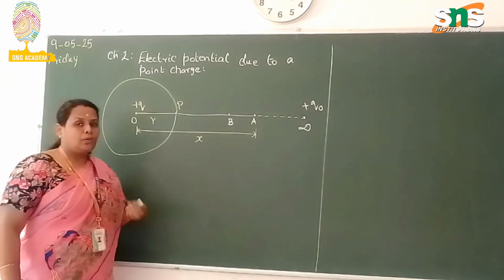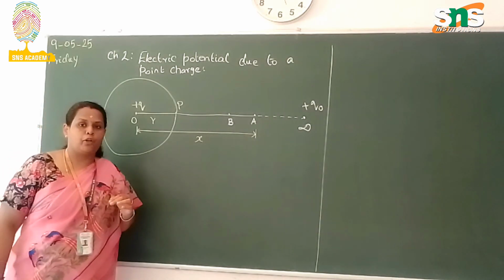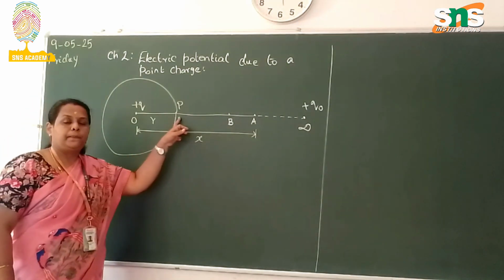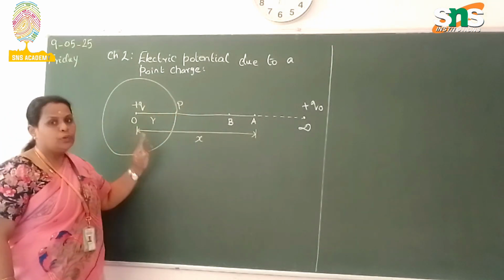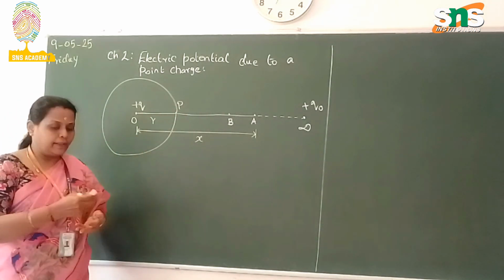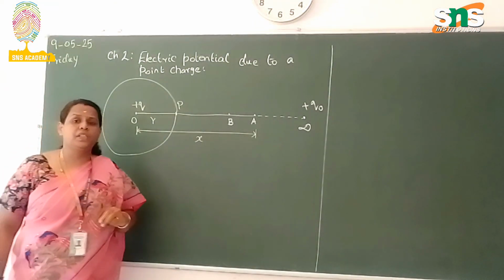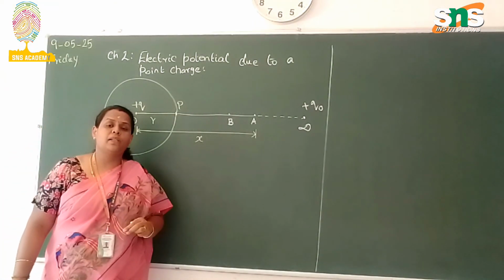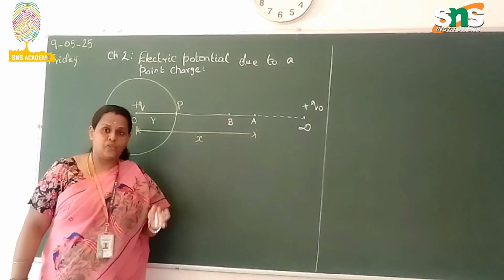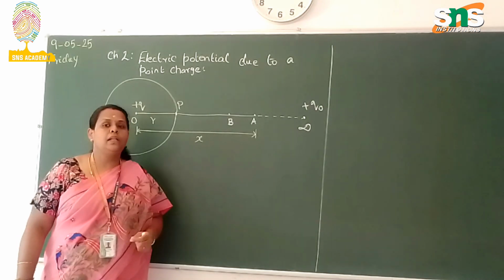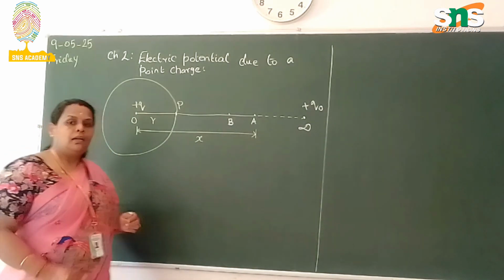So now what should I do? I have to find the electric potential at this point P. I have to find the electric potential due to a point charge at this point P. From our definition itself we know electric potential is the work done in bringing a unit positive test charge from infinity to a point P. Am I right? So I am writing it in formula form.